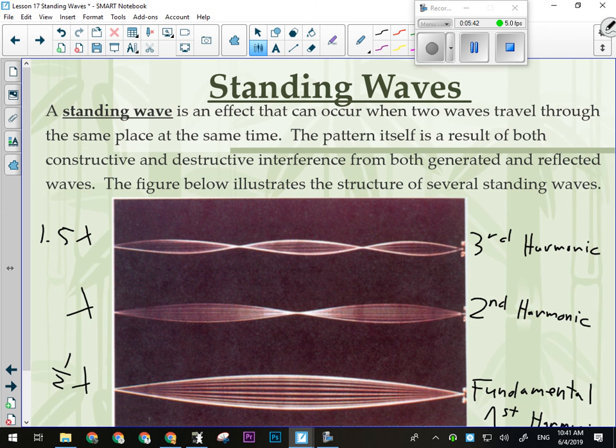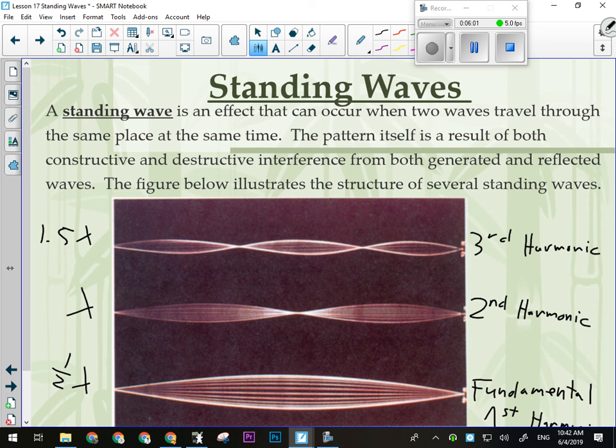All right, so standing wave is an effect that occurs when two or more waves travel through the same place at the same time. Now you could see, as long as those waves were all the same frequency, all the same wavelength, all the same speed, those areas of constructive interference and destructive interference occurred always at the same spot.